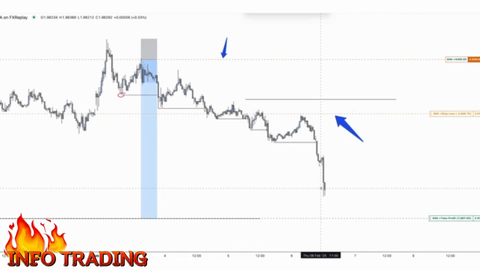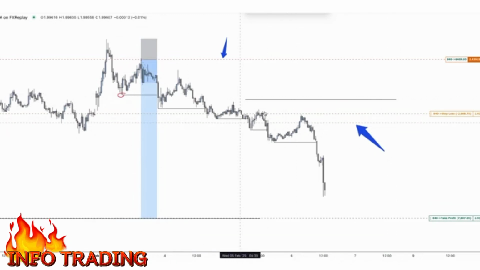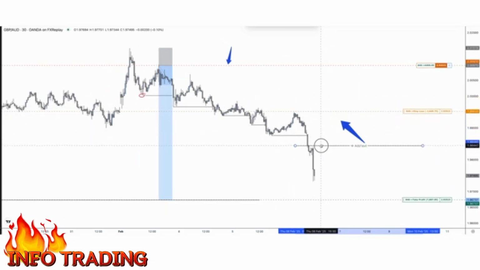You could leave this and just let it run. Hopefully it hits the target, and if it flips on you, then you're still going to be taken out for around 2.6%. But if you are a bit more of a risk-averse trader and you are seeing that, look, we've got a 6.3% return here, I would rather lock in as much of this as possible.